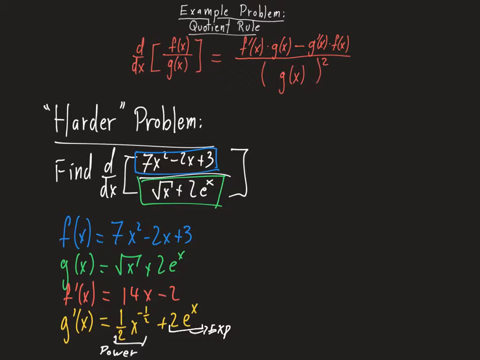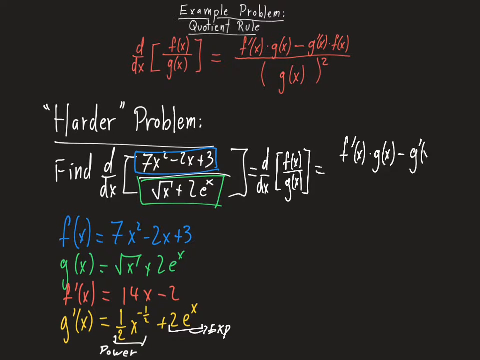Okay. Now that we have all these functions written out, the next thing that we want to do is to write out again in full the formula for the quotient rule. So we're being asked to find the derivative of a function in the top divided by a function in the bottom. And the quotient rule tells us that this is going to be the derivative of the top times the bottom minus the derivative of the bottom times the top. All this divided by the bottom function squared.